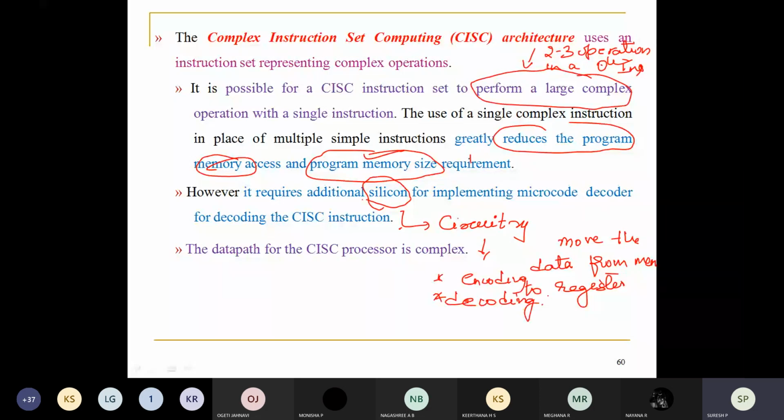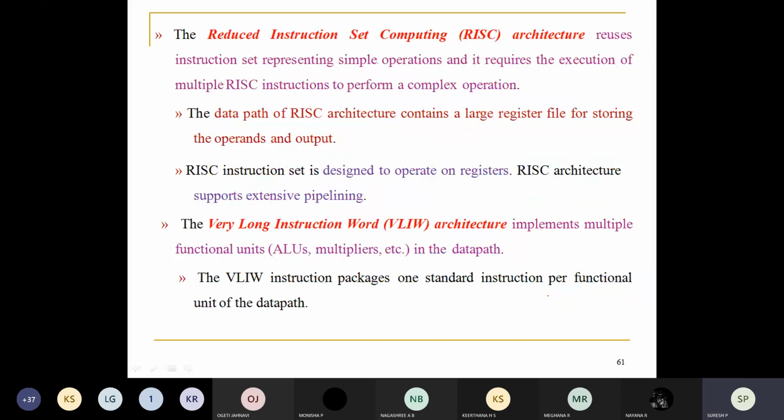So when you take the data path of this CISC processor, it will normally be a complex one. Okay, so that is what it is. So you already know the reduced instruction set architecture. Now it requires execution of multiple RISC instructions to perform a complex operation. That means multiple simple operations are performed to do a complex operation. That's what your RISC machine is all about.